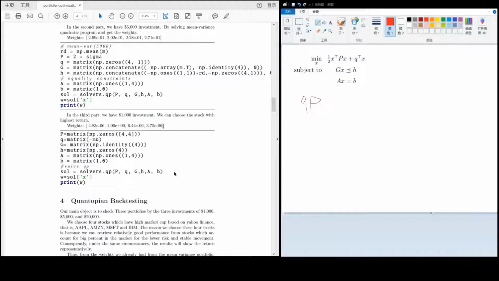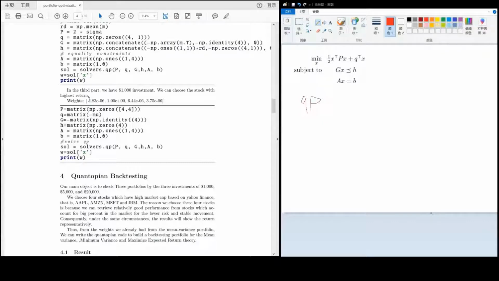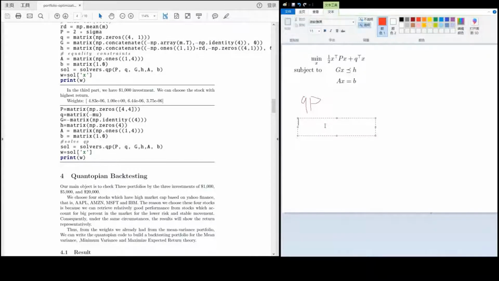For the third investment, we have only $1,000, so we should choose the stocks with the highest return. In this portfolio, we ignore the variance. So the weights we get are this one. Due to the large difference between their weights, we make the weights 0, 1, 0, 0.